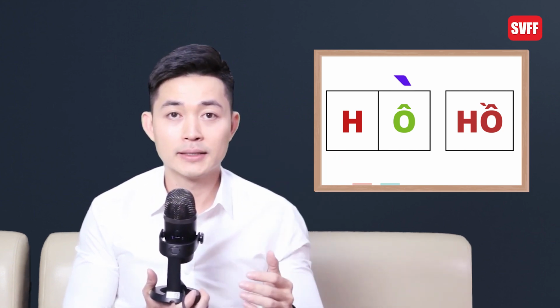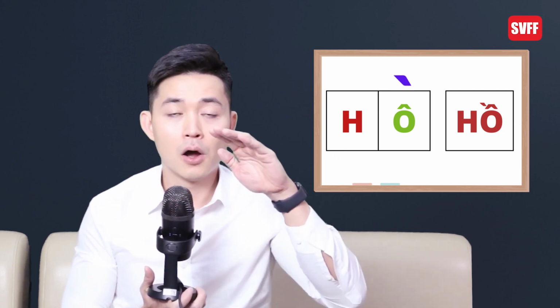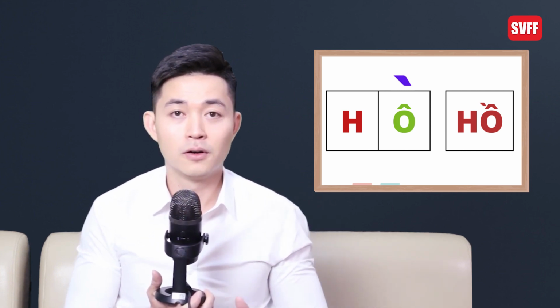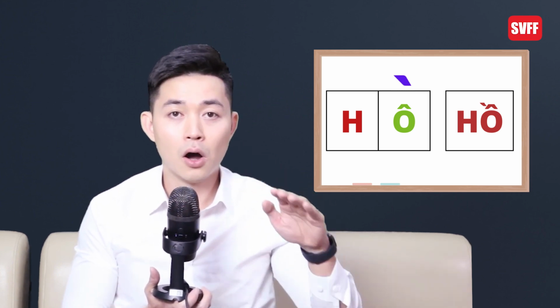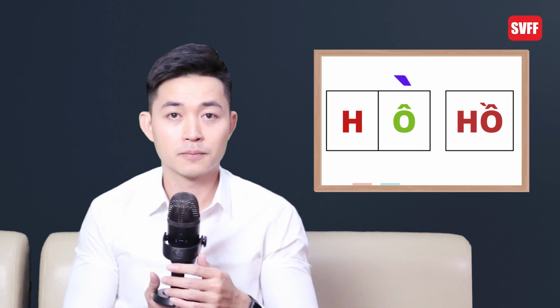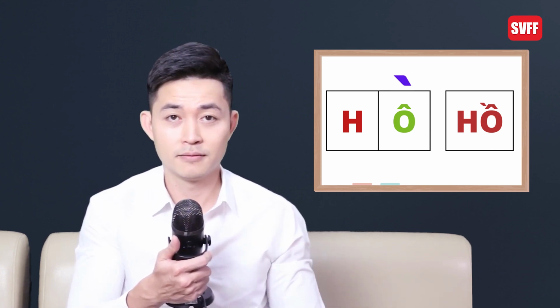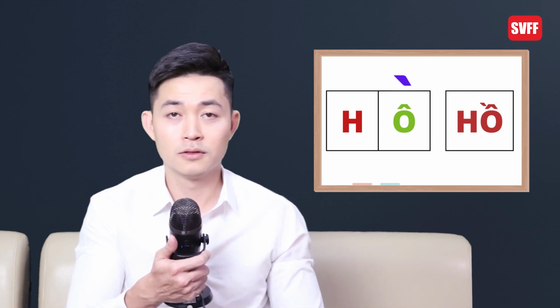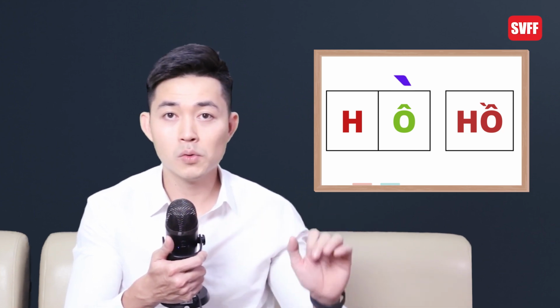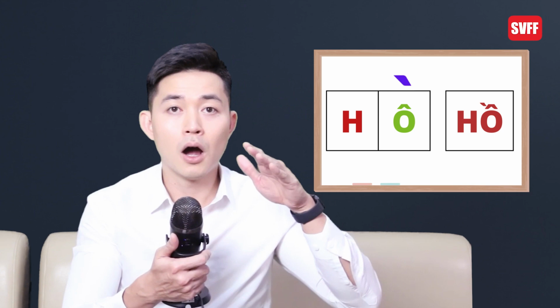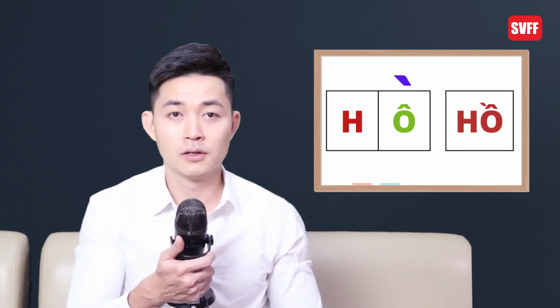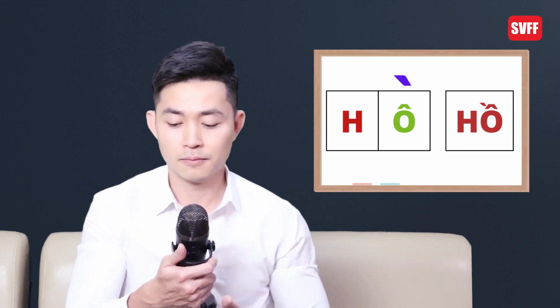Hồ, right? Add the tone. Hồ. One more time. Hồ. Okay? Now let's try again. Ha. O. Hồ. Hồ. Hồ. Okay, just a little practice, you will be able to pronounce Hồ just like a Vietnamese.